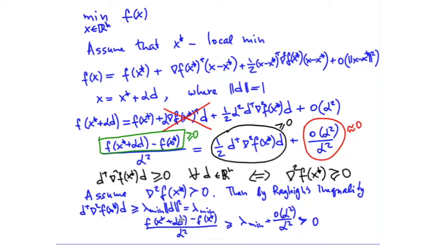And because this direction d is chosen arbitrarily, we can conclude that the point x star must in fact be a strict local minimizer for f. And this is our second order sufficient condition here.